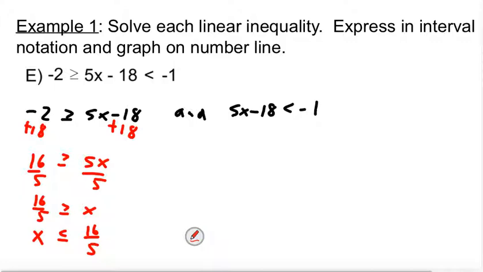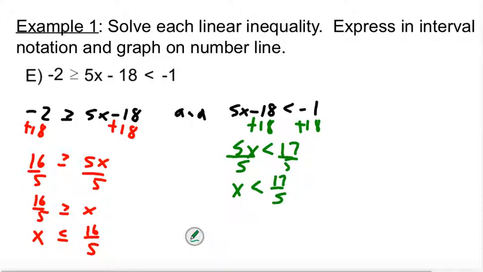The other one over here, you could do the same thing. Add 18, add 18. You get 5x is less than 17. Get rid of the 5 next to the x, divide by 5. You get x is less than 17/15.